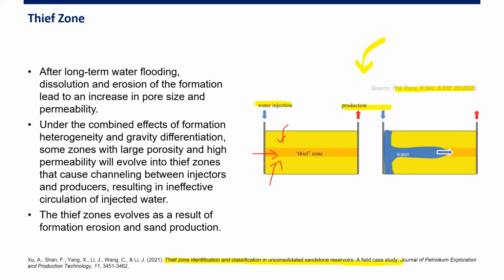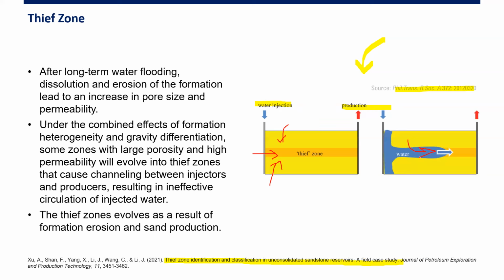And of course, the thief zone will have different properties compared to the rest of the formation, compared to the rest of the reservoir. Most likely the thief zone, or it's always, the thief zone will have higher permeability. Not necessarily higher porosity, but of course it's high permeability, high conductivity. And thus, if you inject water through your injector, most of the water will tend to flow across the thief zones rather than the rest of the formation.